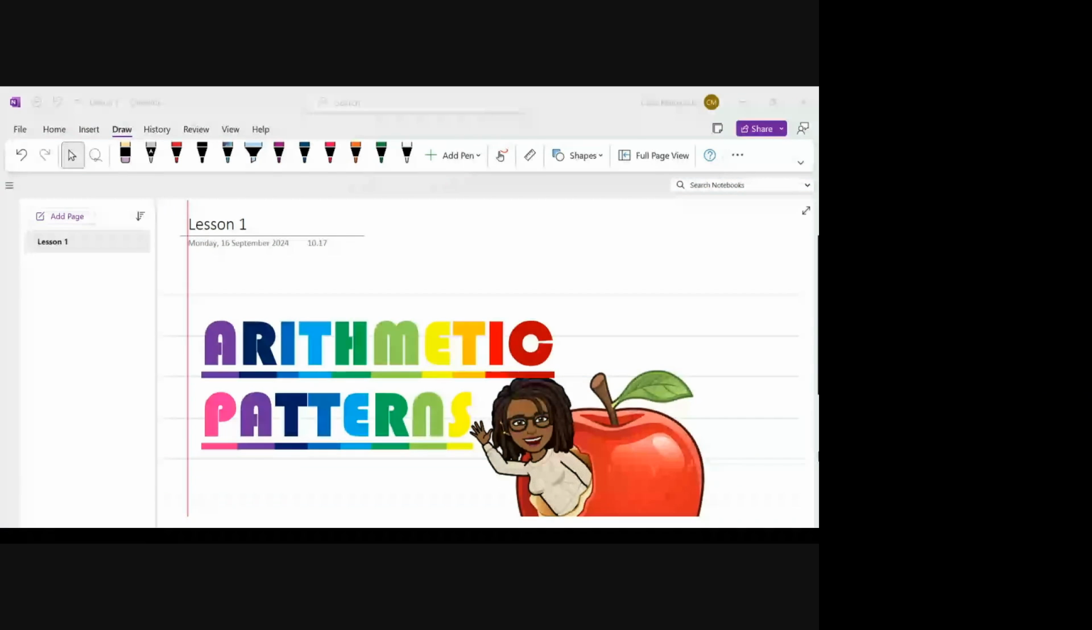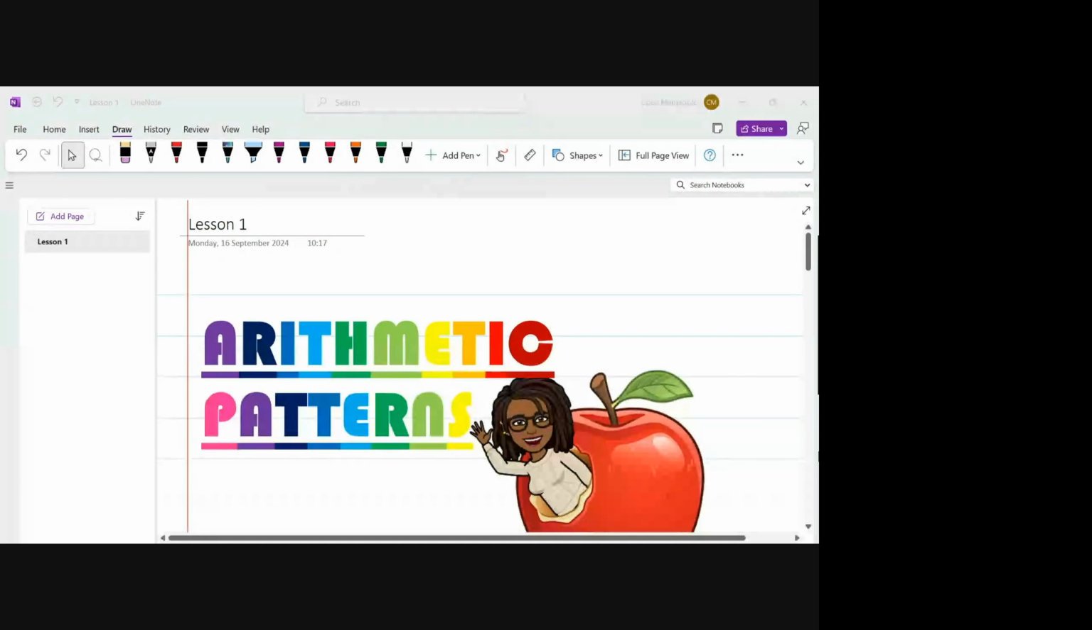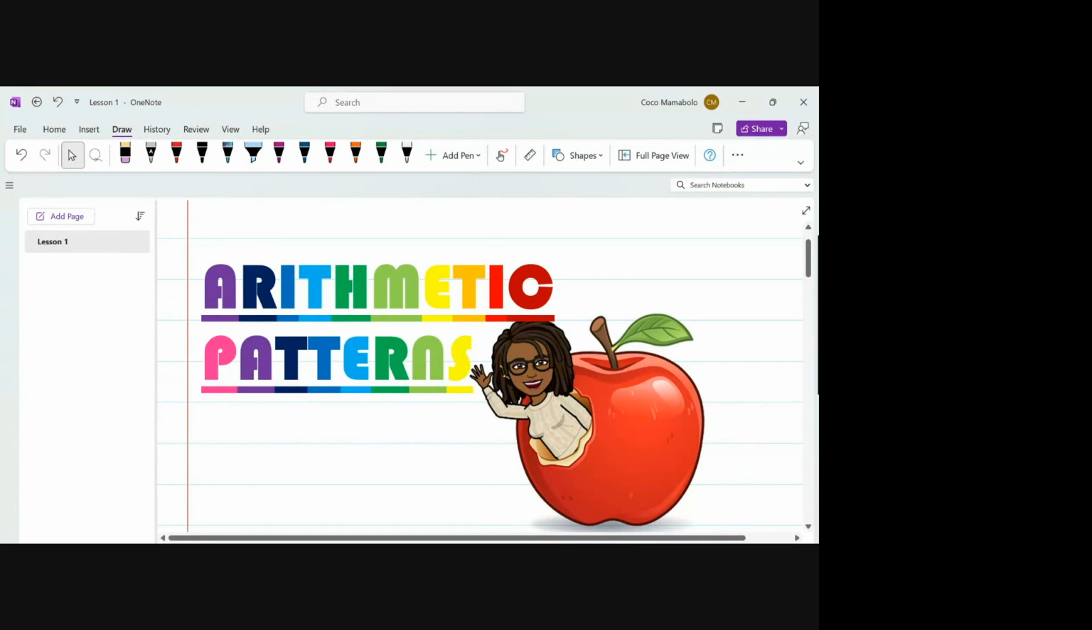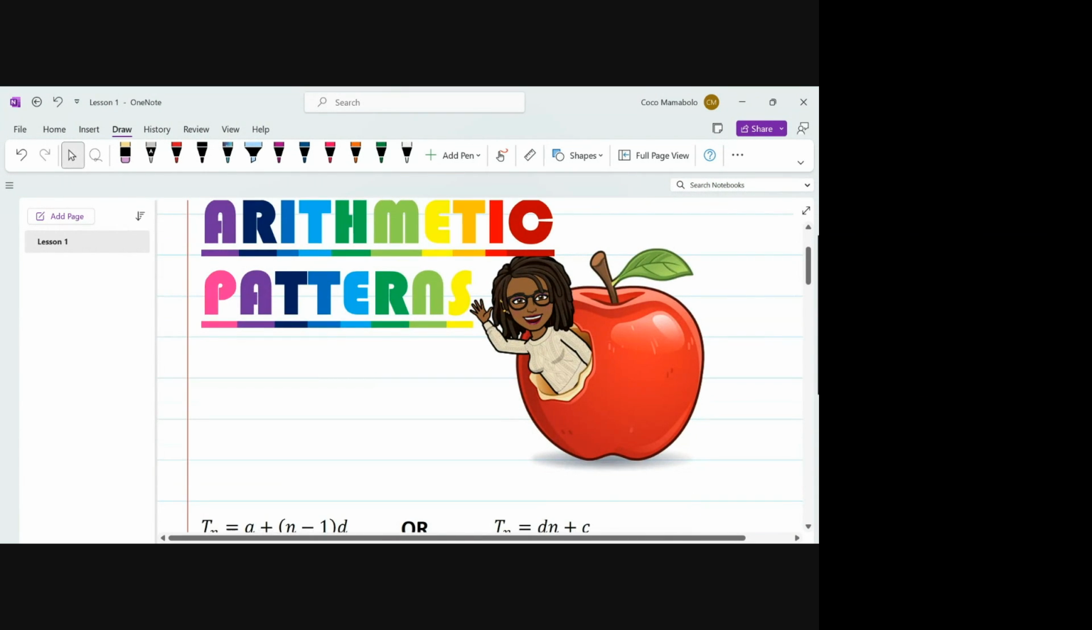Right. Okay. So I'm going to give you guys a very simple pattern. You've all seen something along these lines before. If anybody wants to unmute and give me the answer, go ahead and do so.